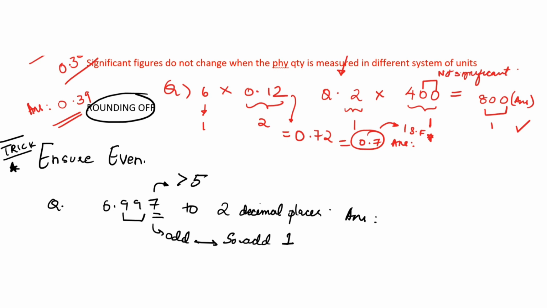But here it's greater than 5 and the previous digit is also odd. So you need to add 1. So when you add 1, what will you get? Add 1 to 6, you will get 7.00. Okay, now let's look at the second question.